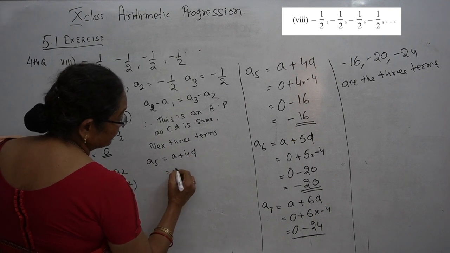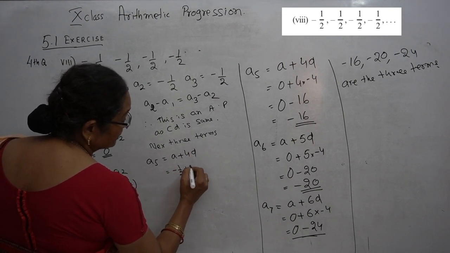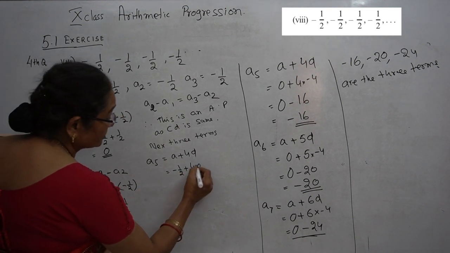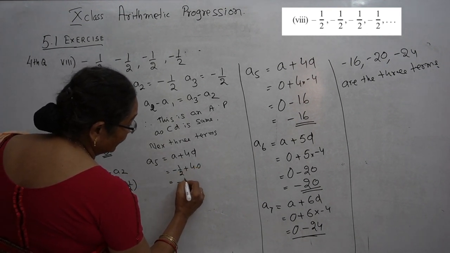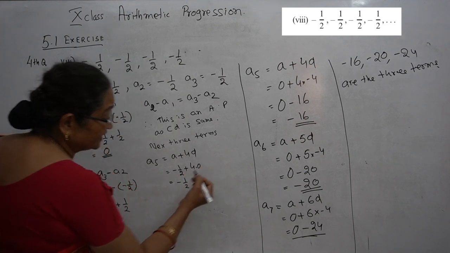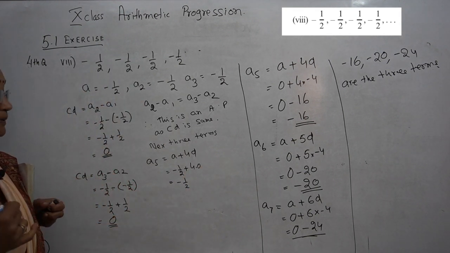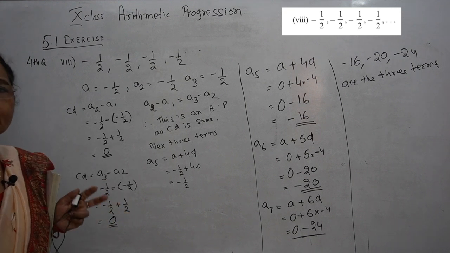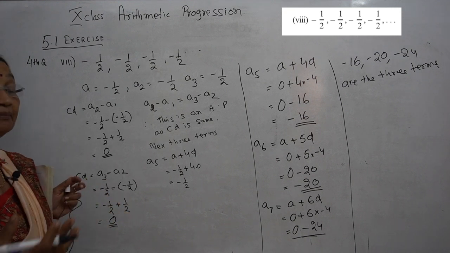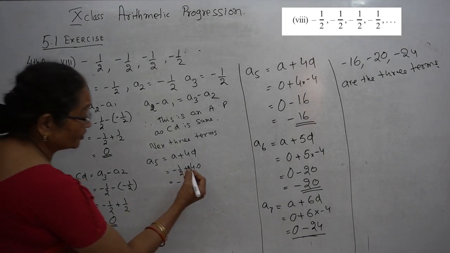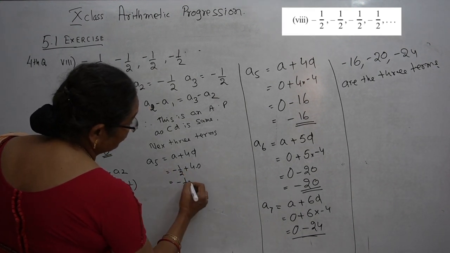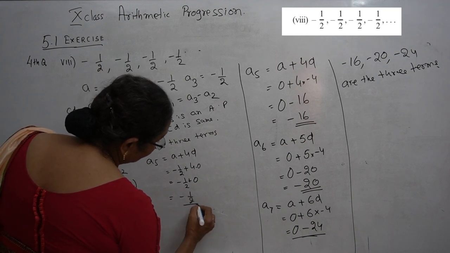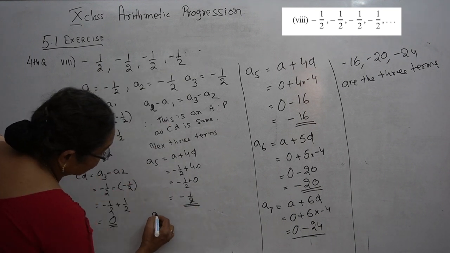So our A is minus half plus 4 into D. D is 0, so this equals minus half. Whatever you multiply with 0, it will come 0. So 4 into 0 is 0, so plus 0 equals minus half. So our 5th term is minus half.